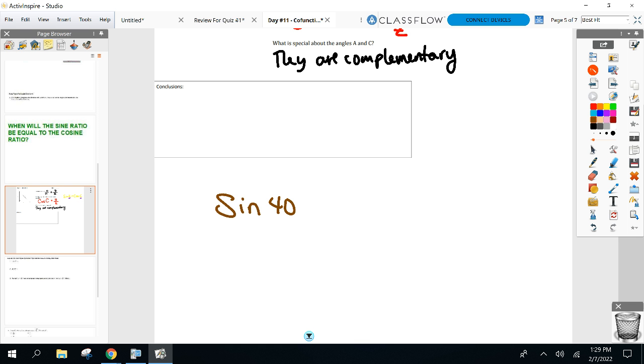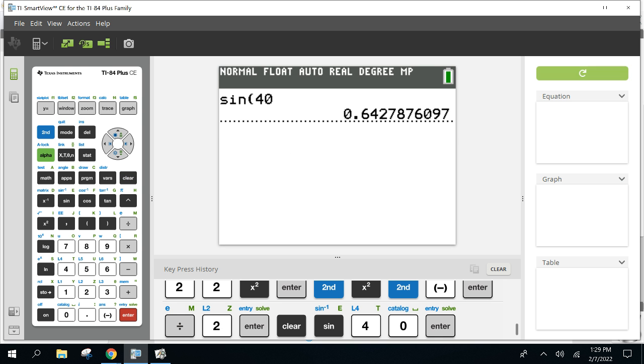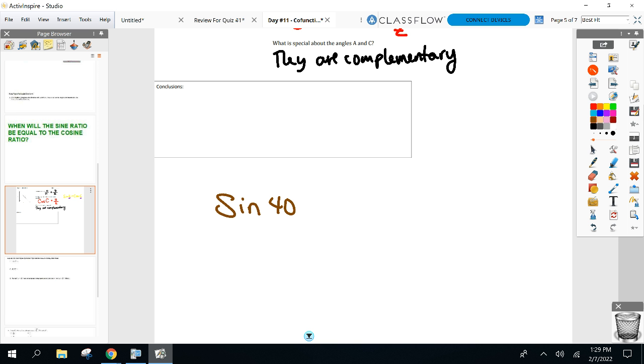Do it on your calculator. I'll do it with you. Sine of 40. You get this crazy looking decimal, right? 0.64. Everyone's getting that? Give me another one that would also come out to be 0.643. Well, what did we just learn? If two angles are complementary, the sine of one equals the cosine of the other. So sine of 40 is going to have the same decimal value as what? Cosine of 50. Try it out.